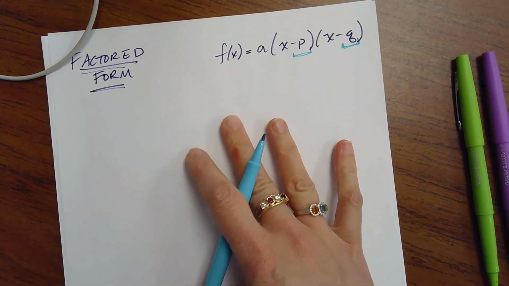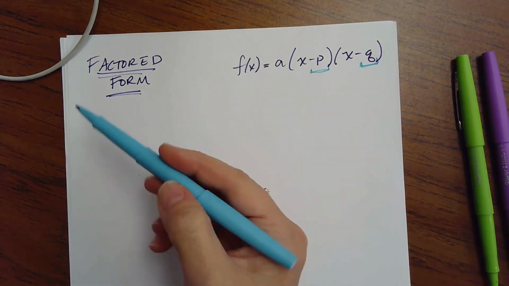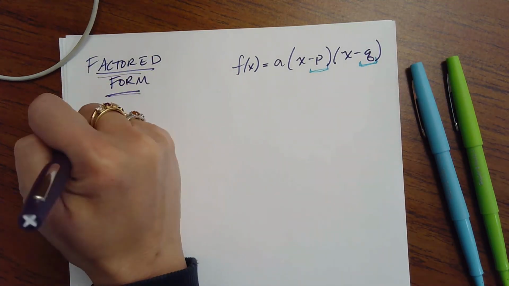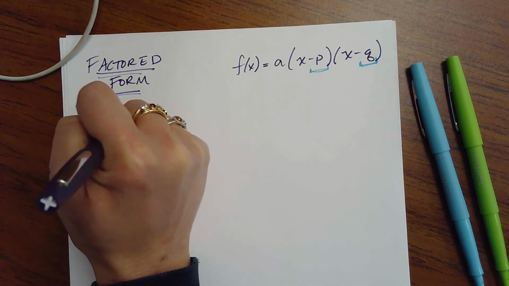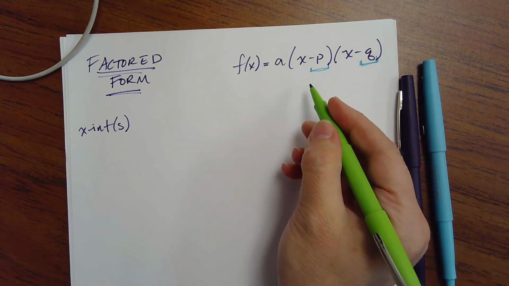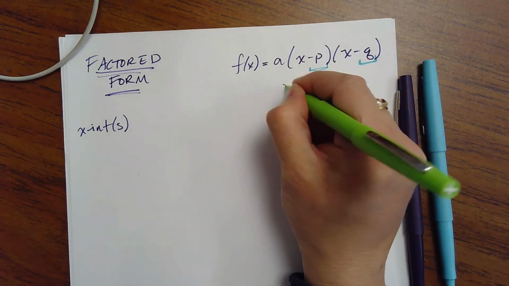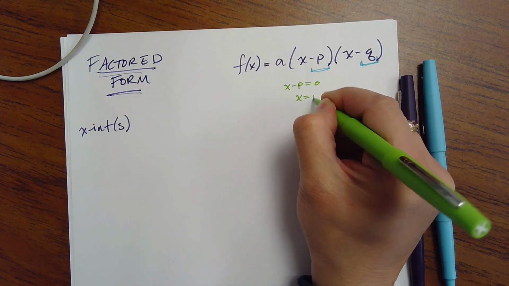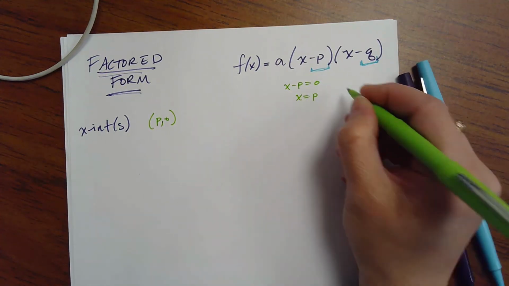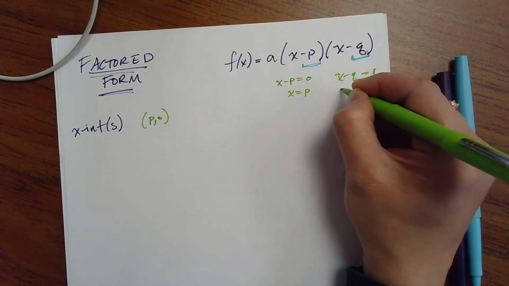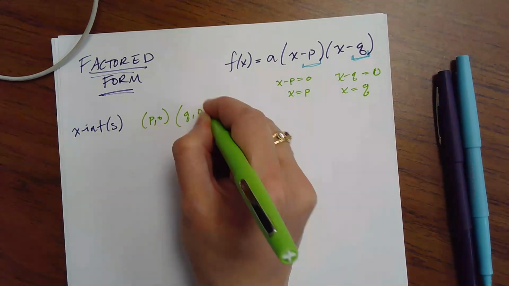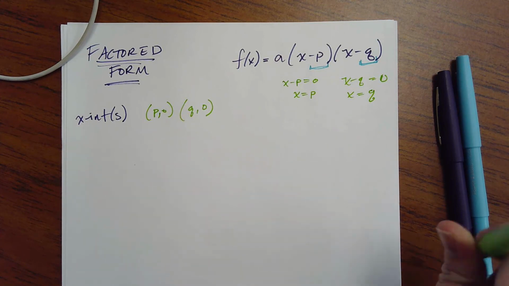In fact, when I do factored form, that is where I start. Normally we find the vertex first, but to be honest with you, in factored form, I'm going to start by finding the x-intercepts first. I'm going to solve this and get x equals P. So my x-intercepts are P, 0, and if I did the same thing over here with Q, I would get Q, 0. Those are your x-intercepts.